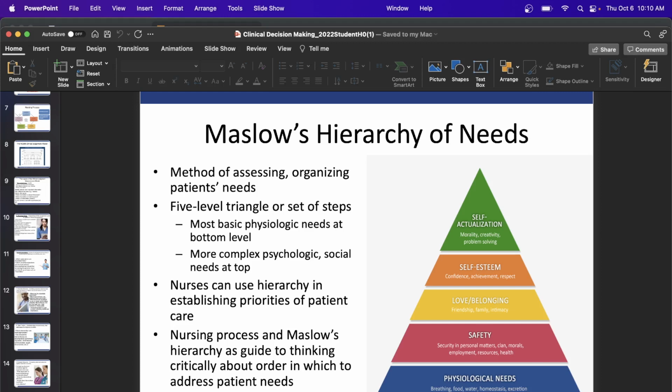So focusing on your priorities, when you're given a list of patients, and you'll be given this on the boards too, a list of patients with different conditions, and you're going to be asked who you would see first. Think about Maslow's hierarchy of needs. Think about those basic physiologic needs and safety needs on the bottom of the pyramid.